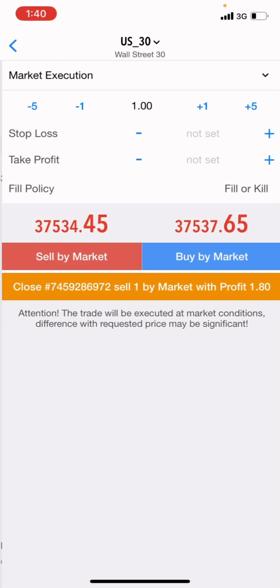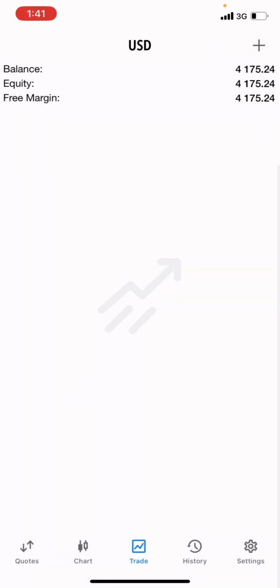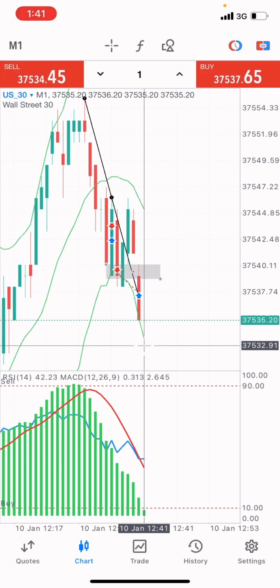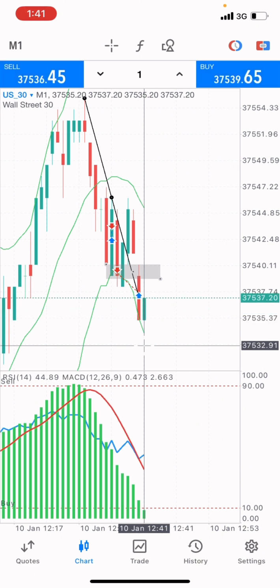So guys, we made another profit. We just made another profit right here, which is the first trade was 0.80, and now we made another $1.80 from the market, which is made $2.6 from this market trading US30.